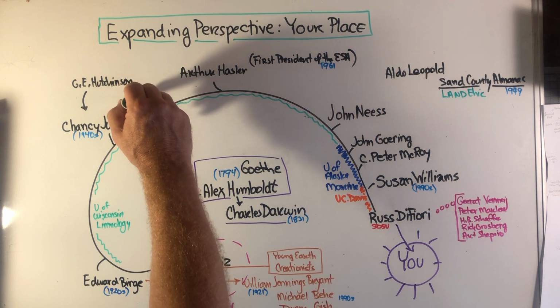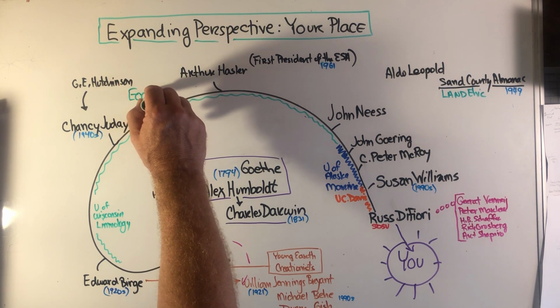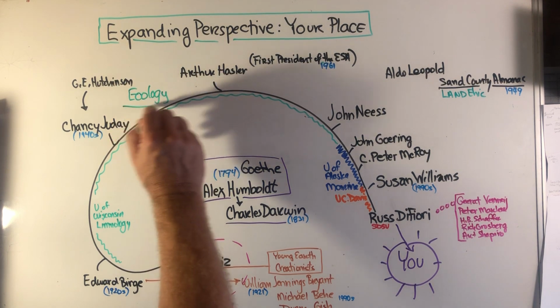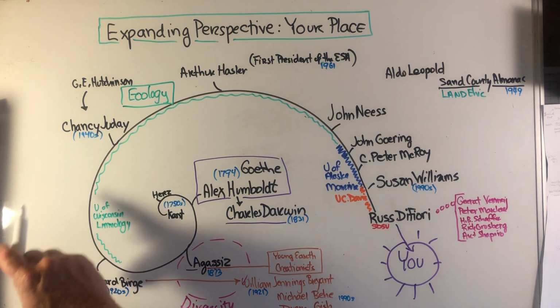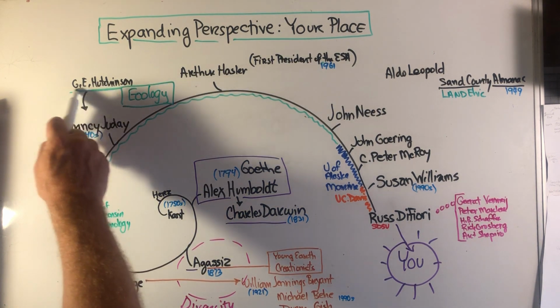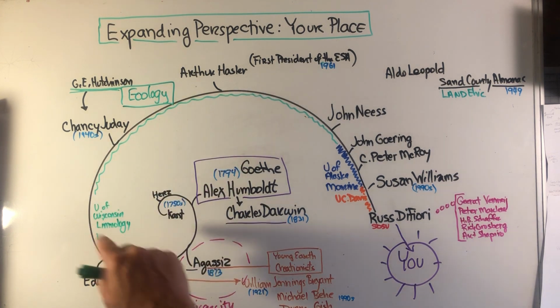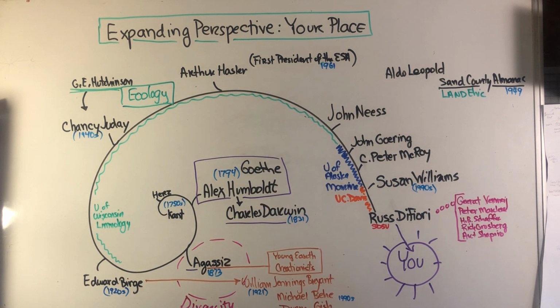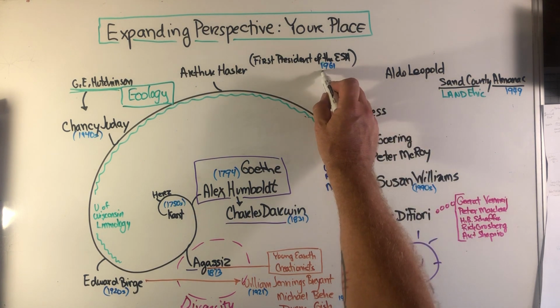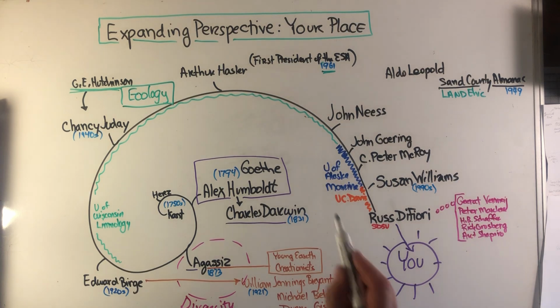So if we wanted to say the birth of the study of ecology happens right in here, mainly through theories and ideas and writings of G. Evelyn Hutchinson, but Chancey Juday worked with him to develop that stuff. And it turns out Chancey's student Arthur Hasler became the first president of the Ecological Society of America in 1961. By the way, that was the year I was born. I know, can you imagine? That long ago.